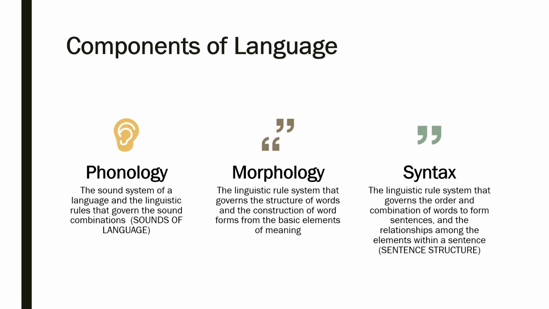Morphology is the rule system that governs the structure of the words and how words are constructed. Way back when we first started, we talked about phonemes and morphemes. Morphemes are when you put phonemes together to make different sounds, and it's just the basic element of meaning. So when we talk about root words and prefixes and suffixes, those are all basic elements of meaning. When you read something that says re at the beginning, redo, revise, it means to do again. That re is the basic element of meaning.